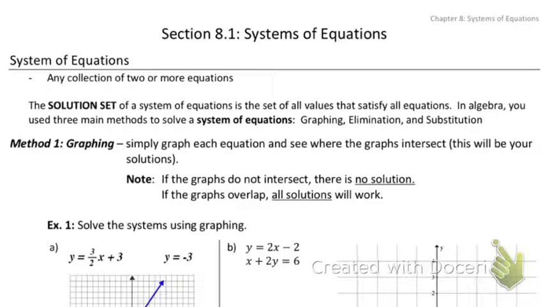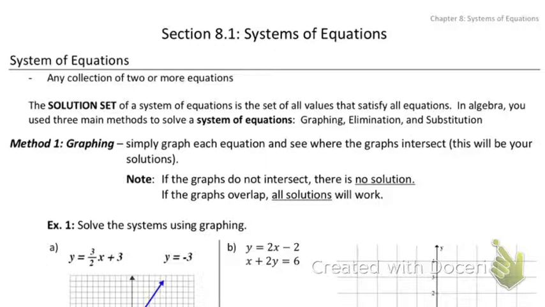Pretty much just review. Systems of equations. A system of equations is any collection of two or more equations, which means you're solving for two or more variables. In this lesson, we're just going to have two variables. Now, a solution set of a system of equations is a set of all values that satisfy all equations.